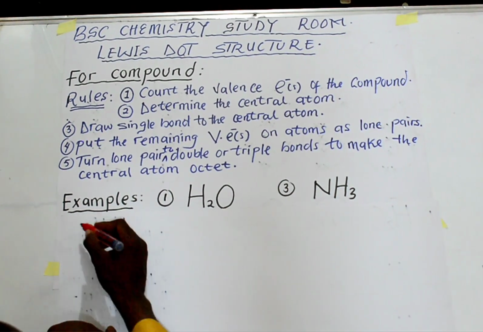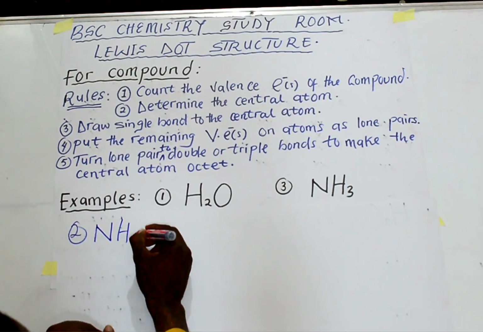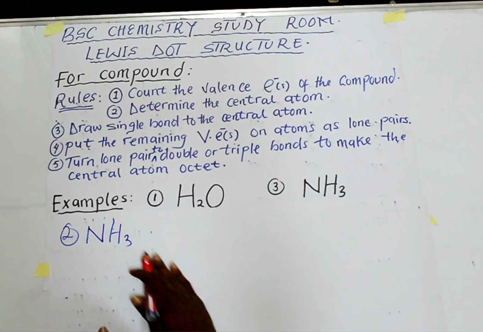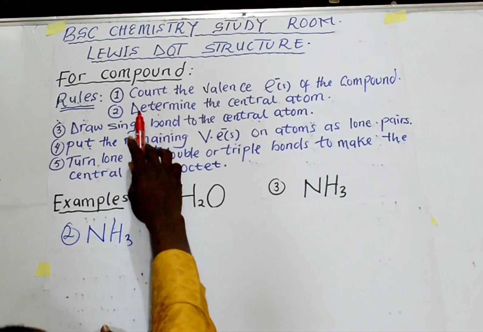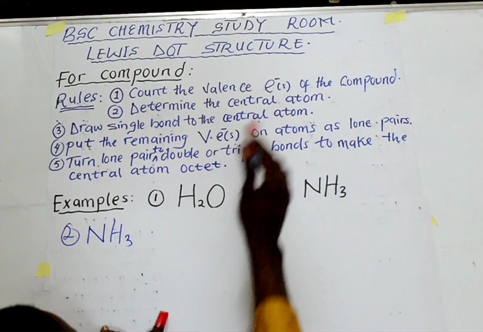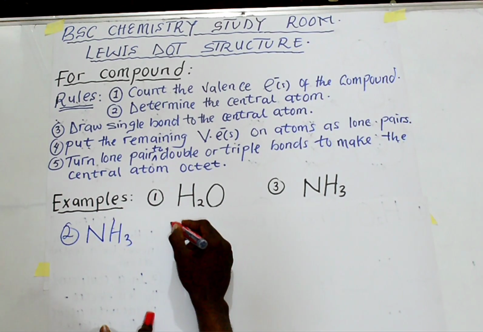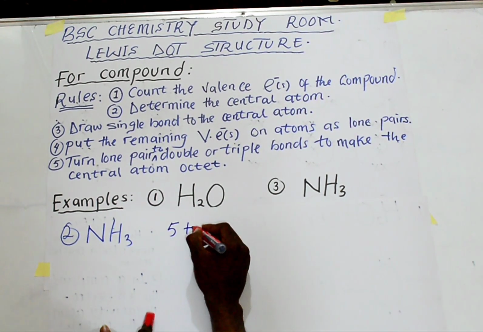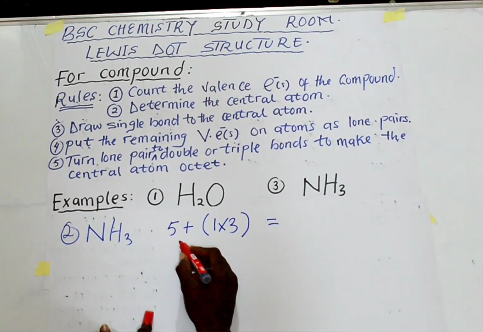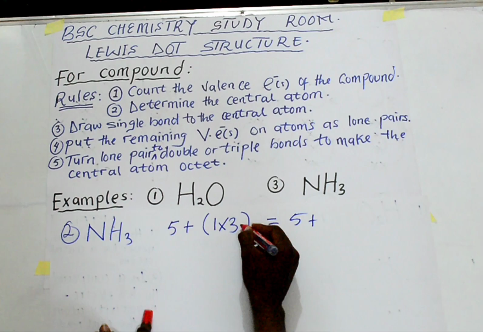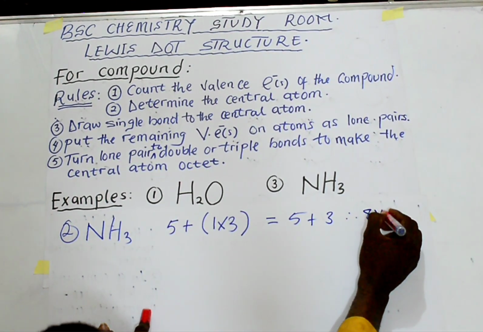Now number 2 is ammonia, NH3. In order to have the correct Lewis dot structure for ammonia, let's go back to the rules again. Rule number 1 says count the valence electrons of the compound. We know nitrogen has 5 valence electrons, plus hydrogen 1 times 3 as the subscript is 3, which gives 5 plus 3, which gives 8 valence electrons.